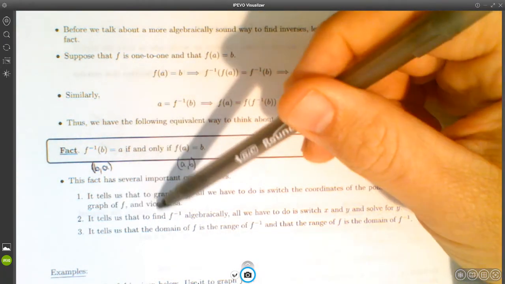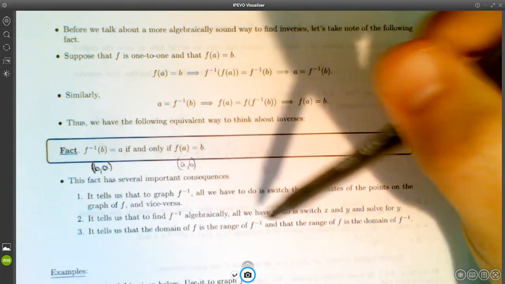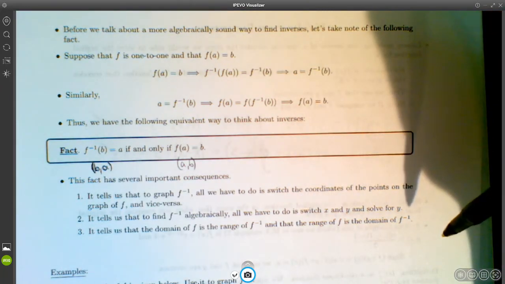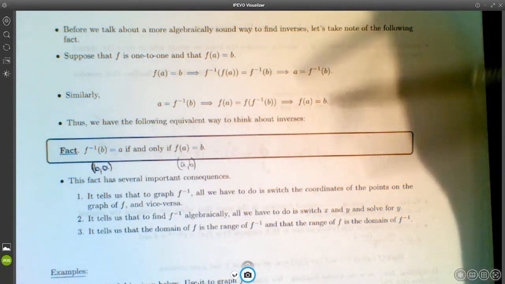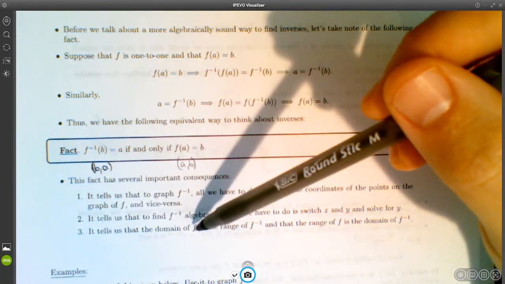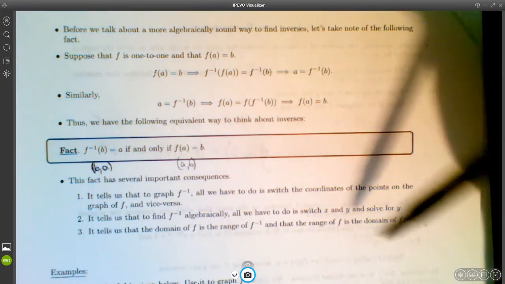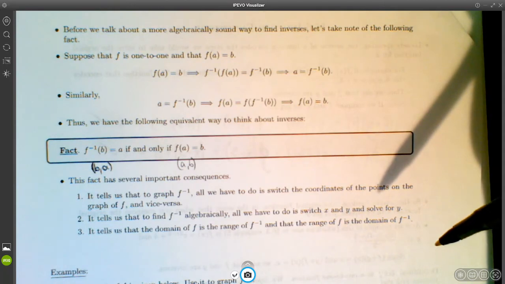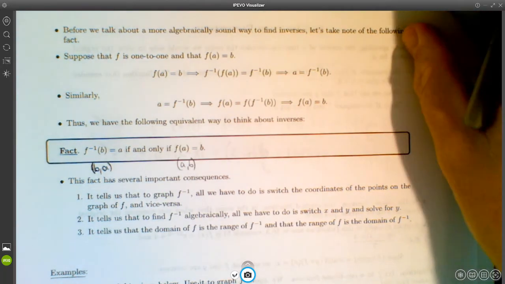Number two, it tells us that to find f inverse algebraically, all we have to do is switch x and y and then solve for y. And I'll show you some more of this on the next page. Number three, it tells us that the domain of f is the range of f inverse, and that the range of f is the domain of f inverse. So that's kind of an interesting fact too.